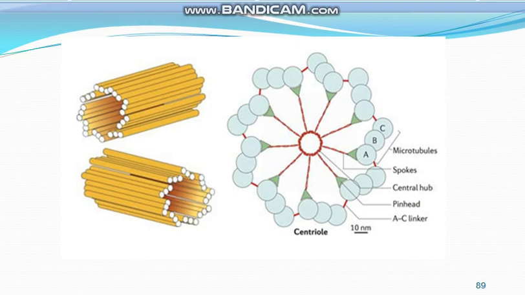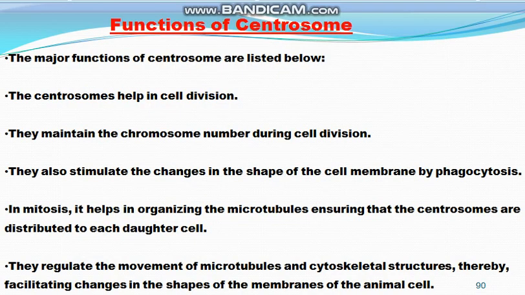This is all about the structure of the centrosome. Next comes the function of the centrosome. Now you know the structure of the centrosome, so now comes the function. The major function of the centrosomes is that they help in cell division and they maintain the chromosome number during cell division, because during cell division these centrioles move towards the opposite ends and form the microtubules which maintain the number of the chromosomes.